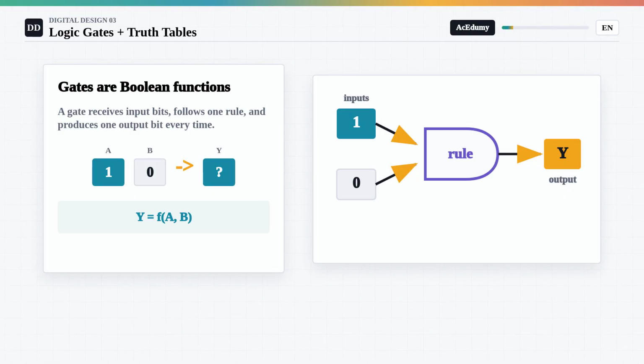The important shift is this: a gate does not care where the bit came from. It only sees 0 or 1, then follows its rule every time. That repeatable rule is what lets us build reliable digital circuits from simple parts.